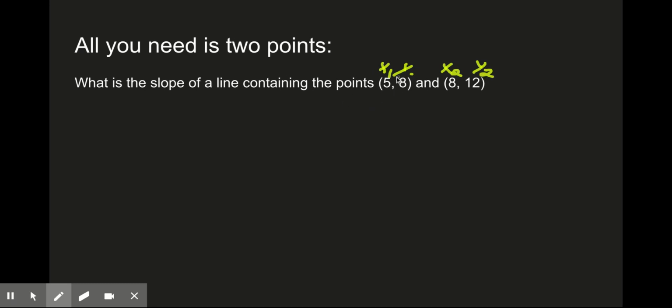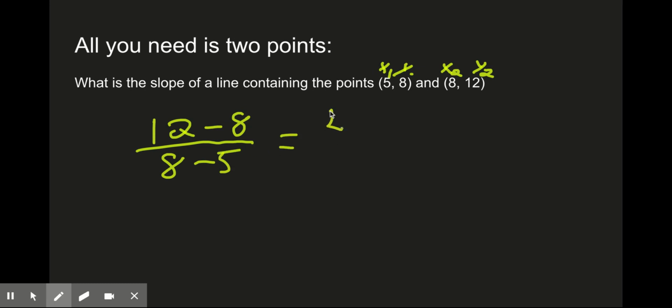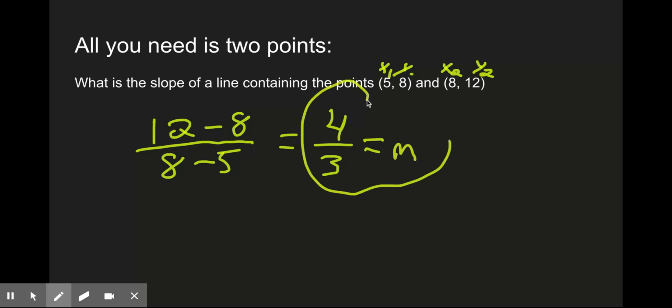Now, here's the deal. If I wanted to flip-flop these and say that this is x1 and y1, I can. What I can't do is accidentally mix them up where I say, oh, this is x1 and this is y2. No, you just need to be consistent. So I'm going to do the difference of my y's, 12 minus 8, over the difference of my x's, 8 minus 5. That's 4 over 3, which cannot be simplified. If it can, I should simplify it, but this can't be. And that's the slope, and I'm done.